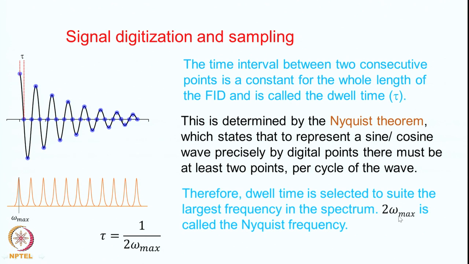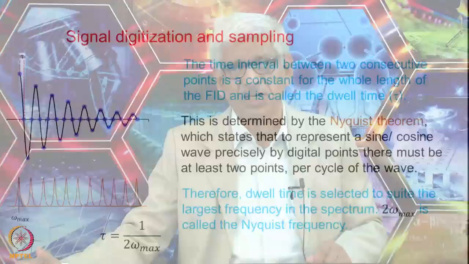If omega max is the largest frequency in my spectrum, then I must collect at the rate of 2 omega max, because 2 points per cycle means 2 omega max should be the rate. So that many points I must collect per second, and this is called the Nyquist frequency. Therefore tau becomes equal to 1 by 2 times omega max. So if I choose this, naturally every other frequency which is smaller than this will have more than 2 points. Therefore every frequency will obviously be represented in this kind of a choice.